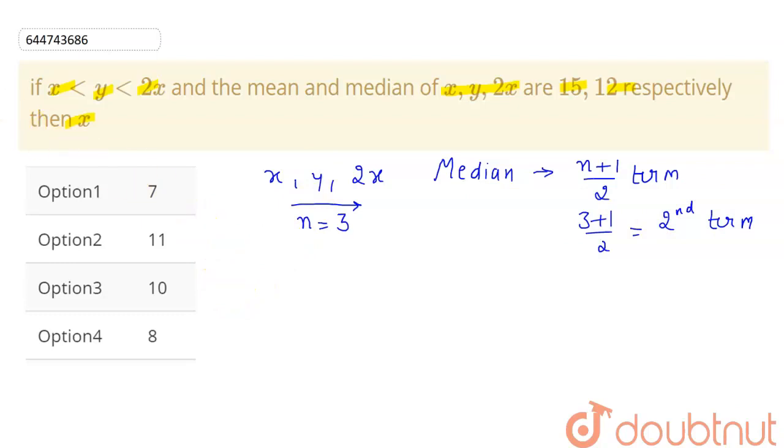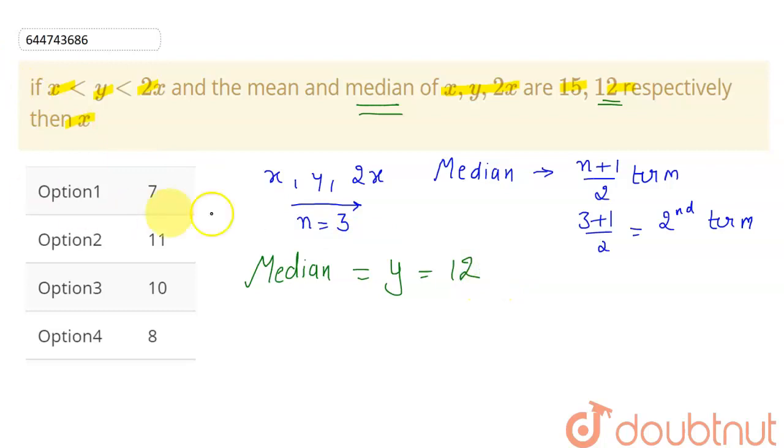So this implies that my median for these three observations will be equal to y. And it is given as 12. Median is given as 12 in the question. So y will be 12.